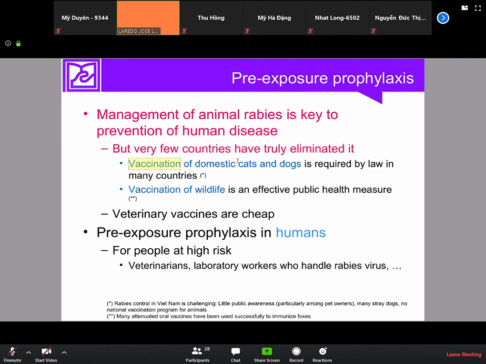Vaccination of pets, vaccination of cats and dogs. This is required by law. Also in Vietnam, this is compulsory. However, not all the people do it. Very few people do it. If you have a dog, please vaccinate your dog against rabies every year.